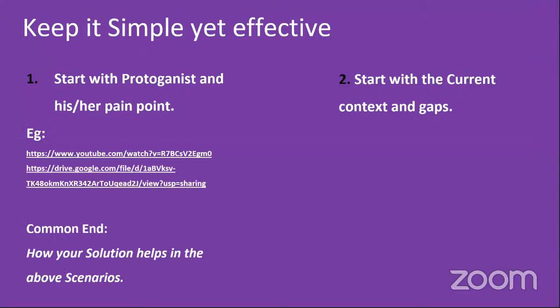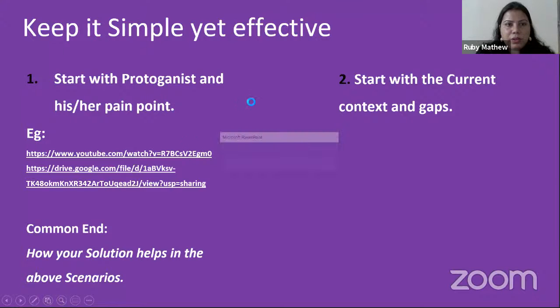I have a few examples I'd like to show for both, where one starts with the protagonist and the other starts with the context. But the common end to both the pitches should be how your solution helps in either of the scenarios. Even if you're starting with the protagonist and pain point, how is it your solution is creating value? And even when it's with the context, you have to bring in how your intervention is helping fill the gap in the current context. So I'll just show you all these videos to get the context.